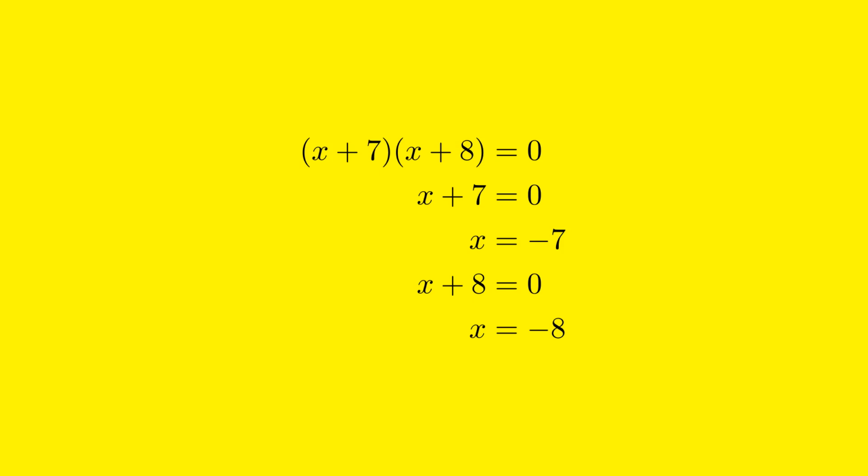Solving x plus 7 equals 0, we subtract 7 from both sides, yielding x equals minus 7. Solving x plus 8 equals 0, we subtract 8 from both sides, yielding x equals minus 8. Hence, the final solutions to the quadratic equation are x equals minus 7 and x equals minus 8.